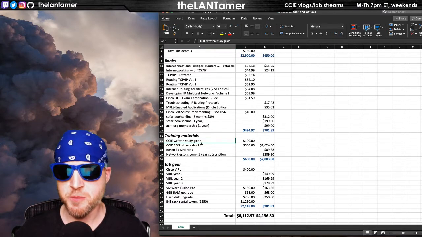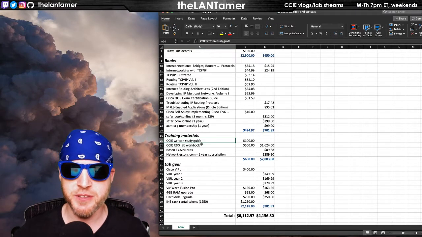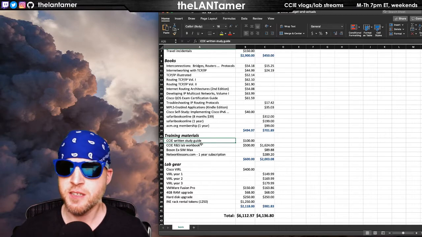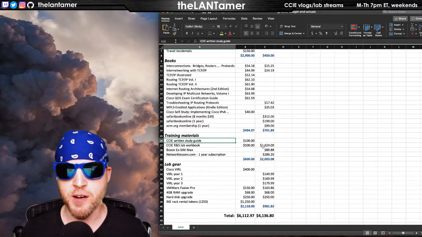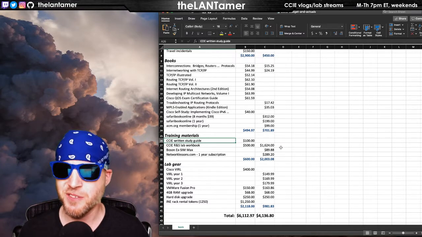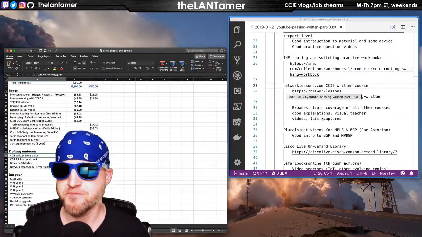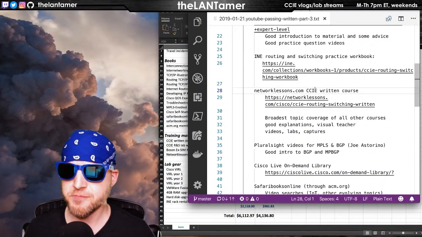Some people do the all access pass on INE, which is also sort of a monthly thing, I believe. And then you can go out and just buy the workbook. I think the workbook itself might be either $200 or $300. I'm not sure. So it depends on what you want to do there.